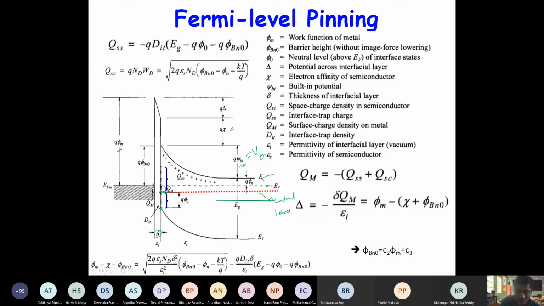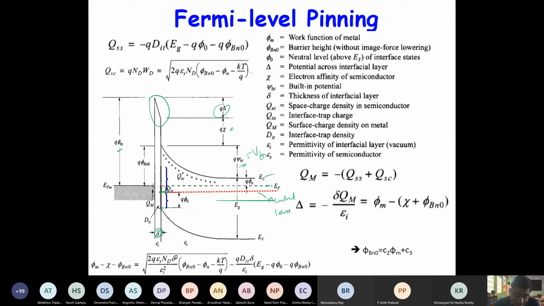And we can call this interface layer metal semiconductor. Sometimes they form a compound also, like they may form metal silicide. And then there will be some drop across this interface layer also, and that is basically delta. So the potential drop is delta and the energy drop is Q delta. So please discriminate between the two. There's a potential drop delta and the energy drop is Q delta.